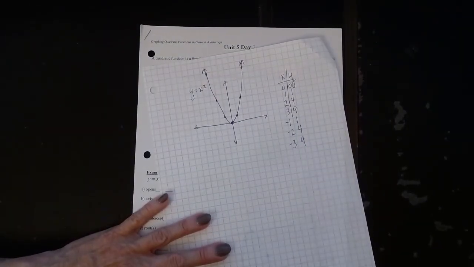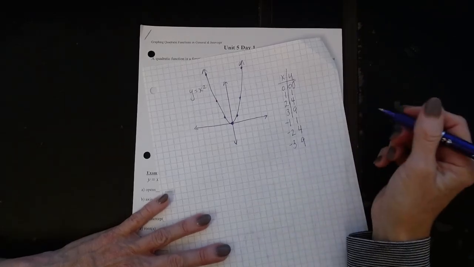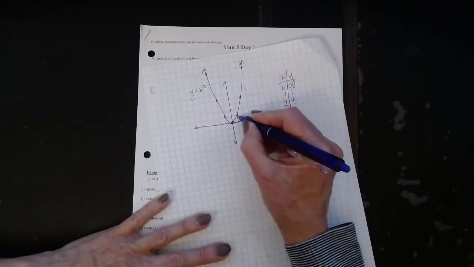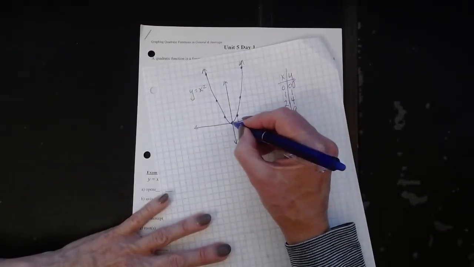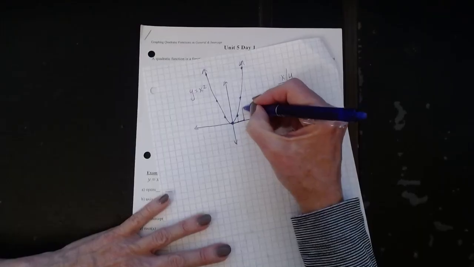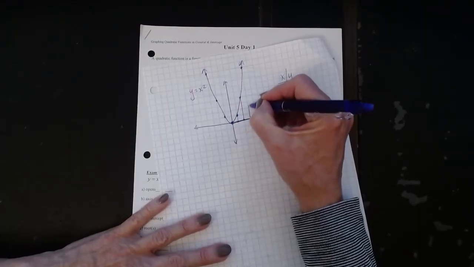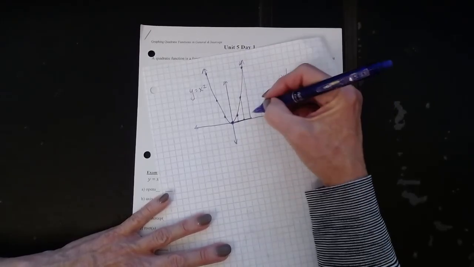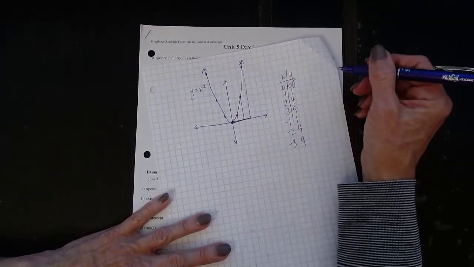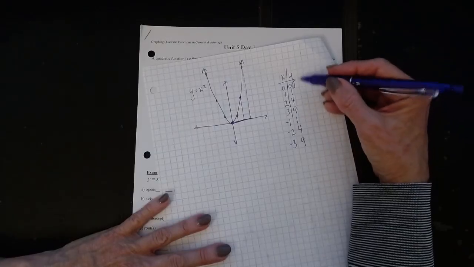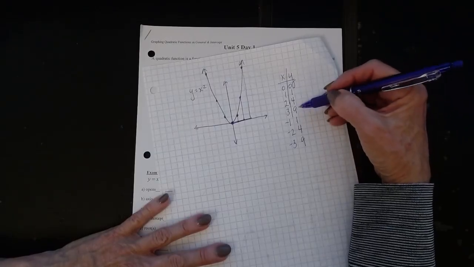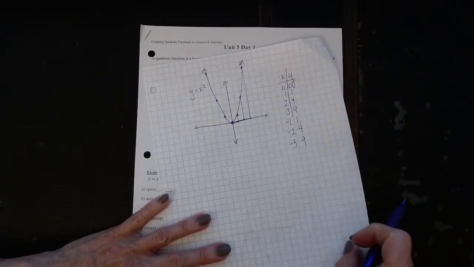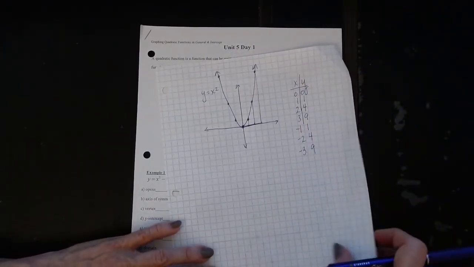So if I'm starting at the vertex, wherever the vertex is, as long as I don't have any stretch or shrink, I'm going to go over 1, up 1, and make a point. Over 2, up 4, over 3, up 9. If I went out 4, I would go up 16, 5 would be 25, and so on. Okay, if I have a stretch or a shrink, it just changes the y values by multiplying the stretch or the shrink to that amount. Okay, so we're going to think about that today when we're graphing.